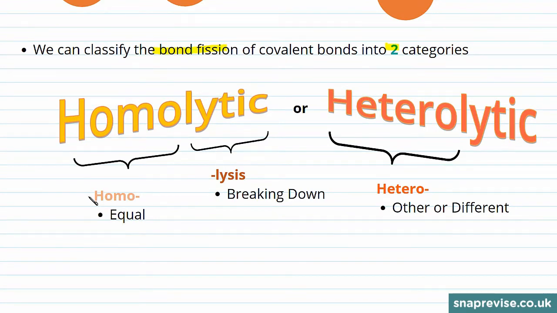We can break down those terms, where homo comes from the Greek to mean equal, so the bond splits equally, and lytic comes from the Greek term lysis, which means breaking down, representing the splitting of our chemical bond. And hetero in heterolytic means other or different, and the bond is split unequally.